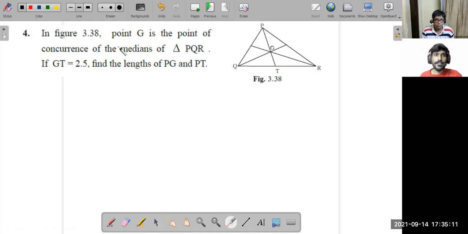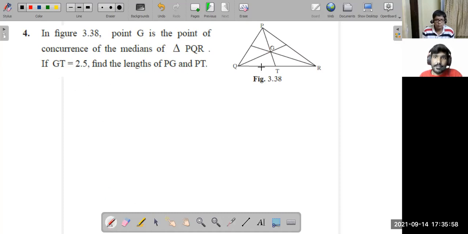In this sum, in the figure, point G is the point of concurrence. What do you mean by point of concurrence? Point of concurrence is the intersection point of all three medians. In a triangle, you can draw three medians. The intersection point of all these three medians is called the point of concurrence, or also the centroid.